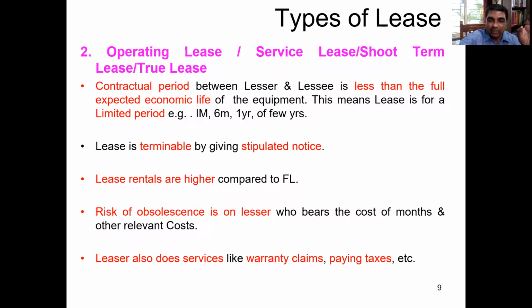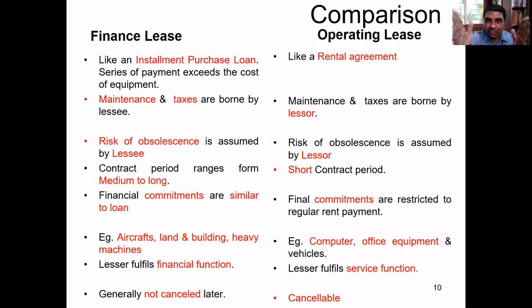So broadly, these are the two categories of leases, operating lease and finance lease. Let us try to differentiate. A finance lease is just like an installment purchase. Meaning you are purchasing your asset in installments, and instead of installments, you are paying lease. But in an operating lease, you are only using the asset for operation. You have to pay the monthly lease rentals. It is like a rental.